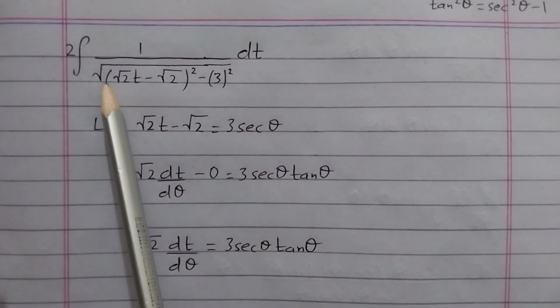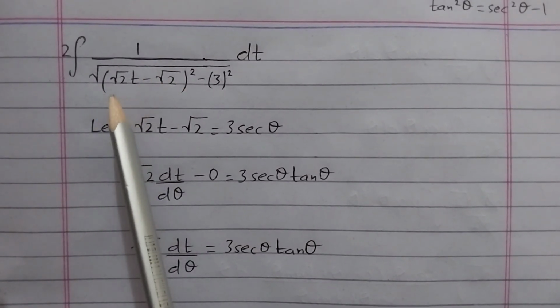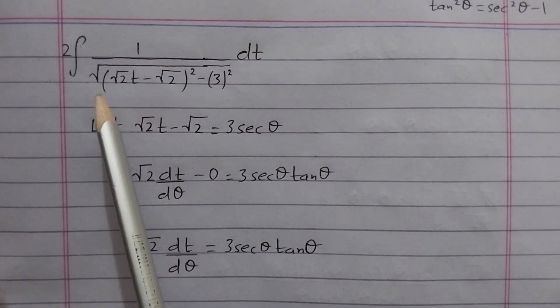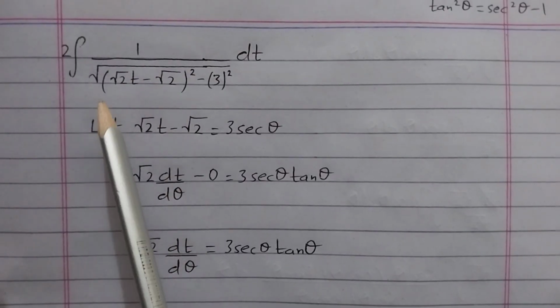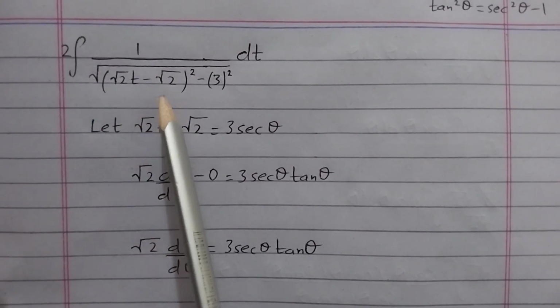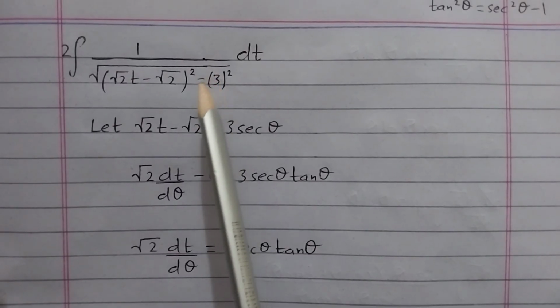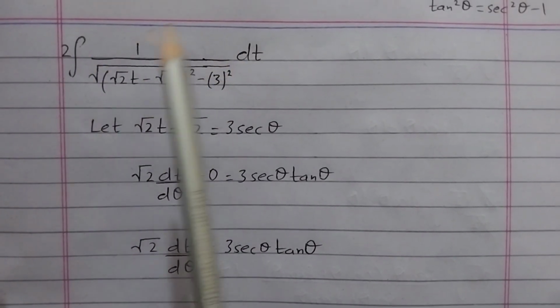So the integral becomes 2 times the integral of 1 over the square root of: the first three terms make a minus b whole square. So a was square root 2 t, and b was square root 2. So square root 2t minus square root 2, whole square, minus 9. And 9 can be written as 3 squared. So we have this form of integral now.